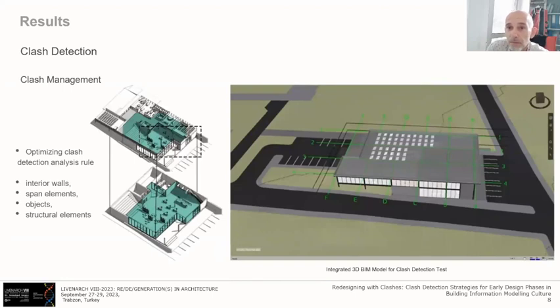So, the present study aimed to evaluate the efficacy of clash detection analysis in the context of architectural and static projects pertaining to a small-scale social cultural facility. Within the scope of this study, the clash detection tests were examined in 2 distinct areas, namely the bottom floor and the first story. Overlap locations and items can be categorized into 2 main groups: architectural components such as interior walls, span elements, objects, and structural elements, including columns, beams, and slabs.